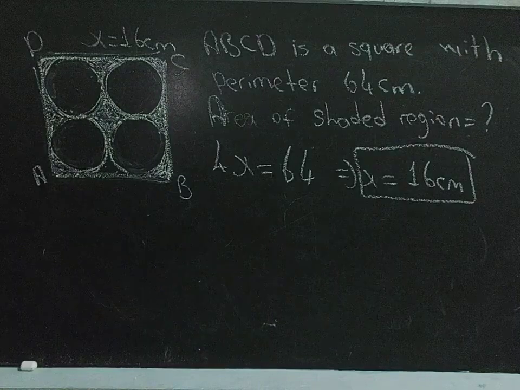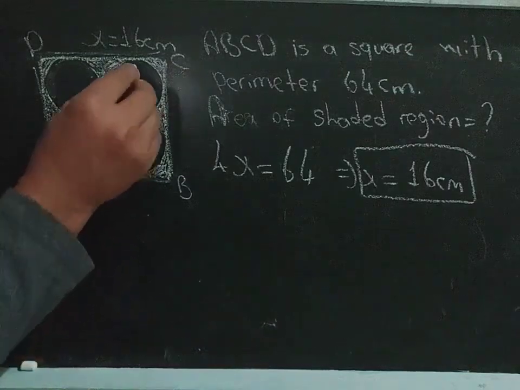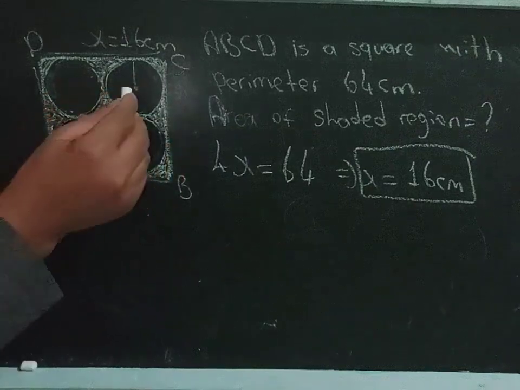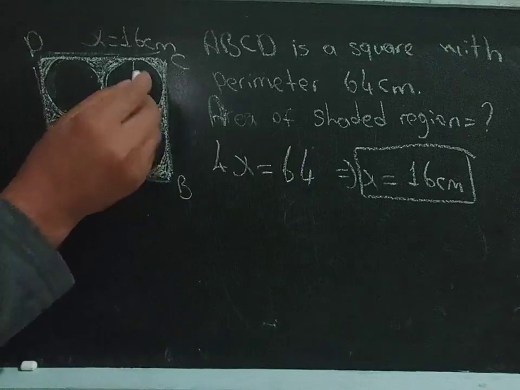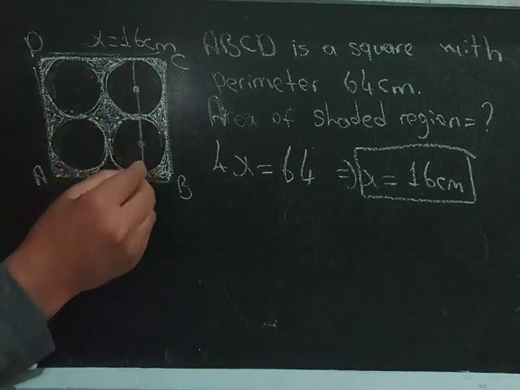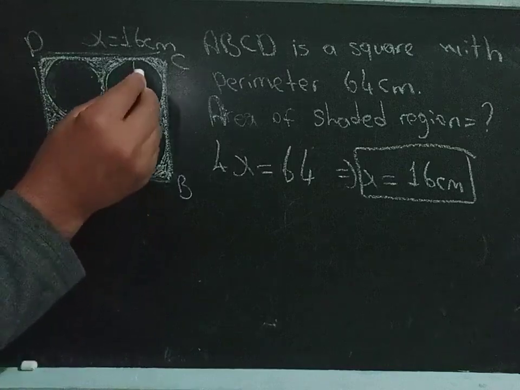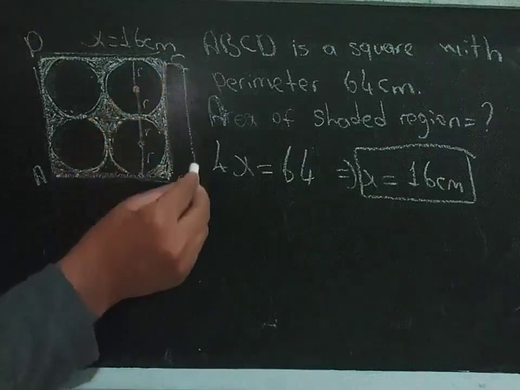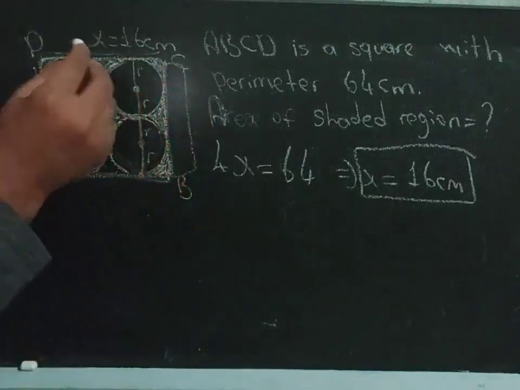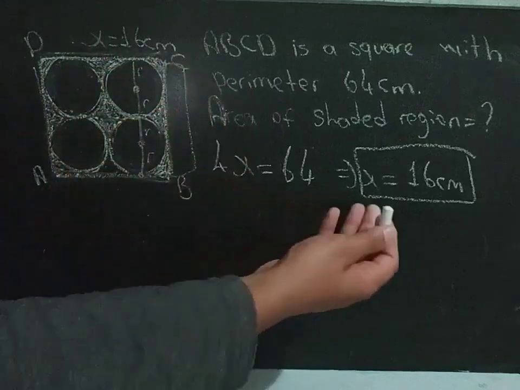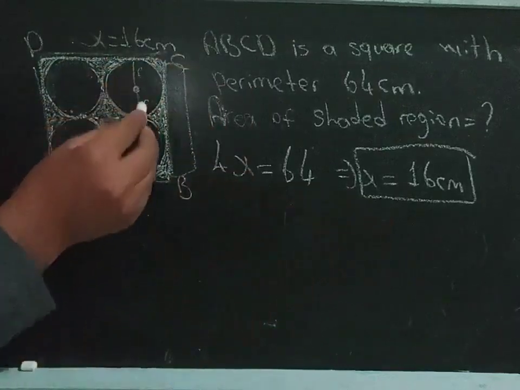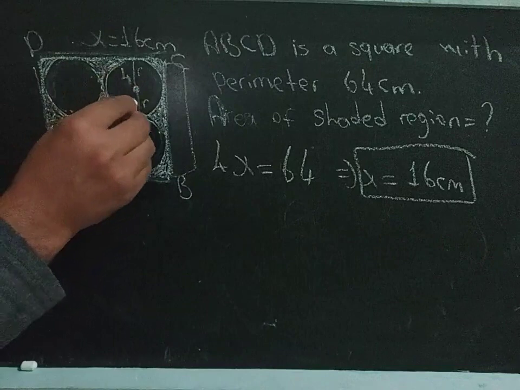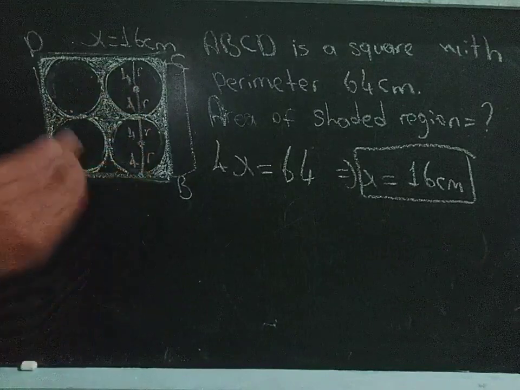Then I see this one is the radius of the small circle, and all of them are the same. So this is radius, this is radius, and this is radius. If you see there, 4 radii, and this whole part was 16 centimeters, because one side of the square was 16 centimeters. So 16 divided by 4 will be 4 centimeters, the radius of the circles.